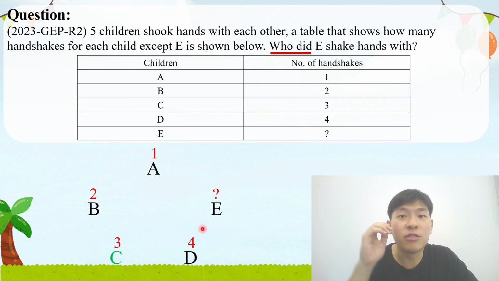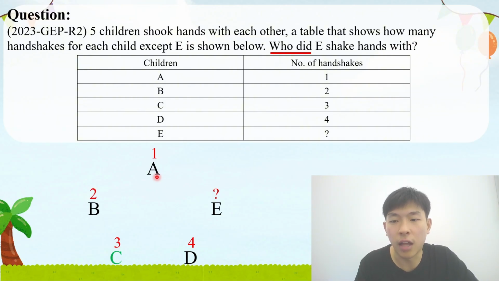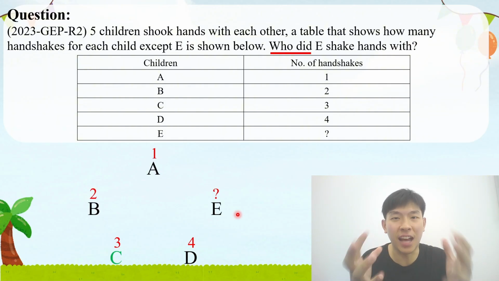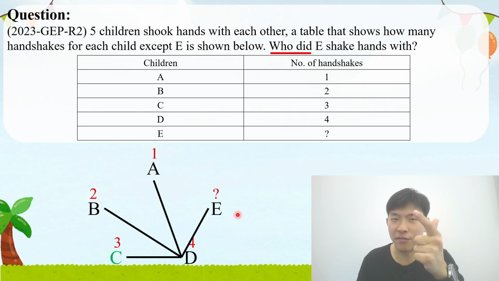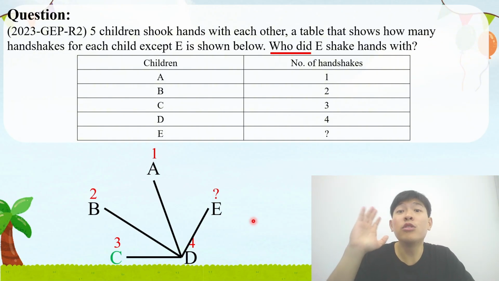D shakes hands 4 times with 4 children. A, B, C, E. Just nice. Which means that D shakes hands with all of them. So we just need to connect lines. Perfect. And now we are going to check here. D already shook hands with many persons. That means the other persons will also have shaken hands with D.